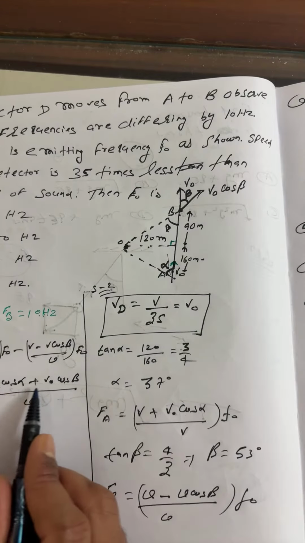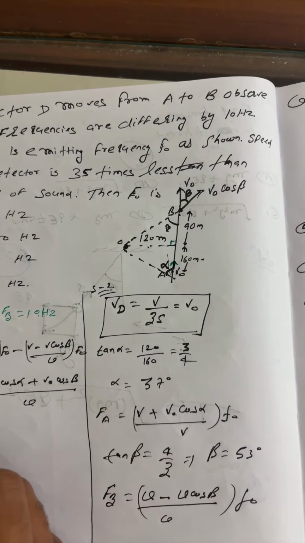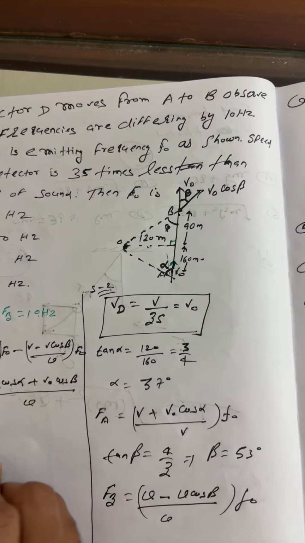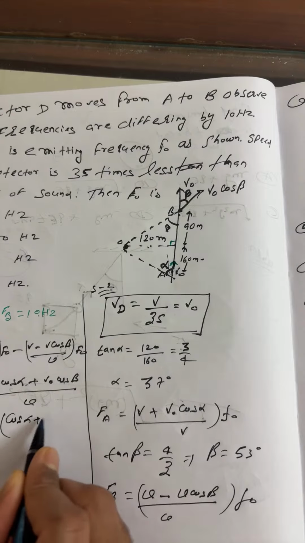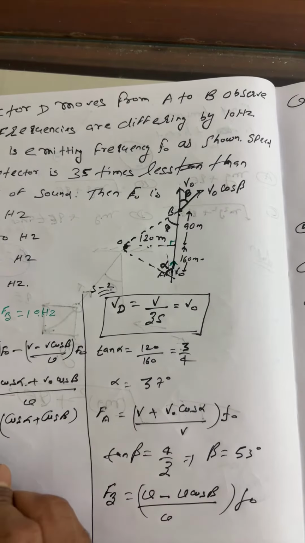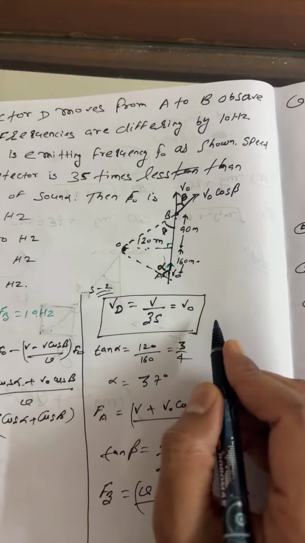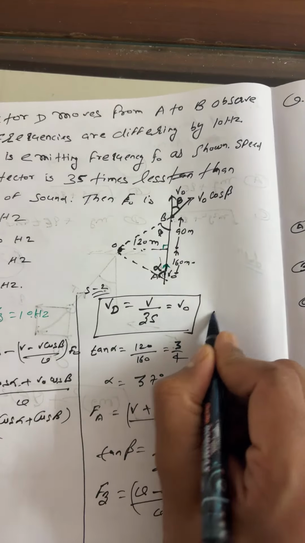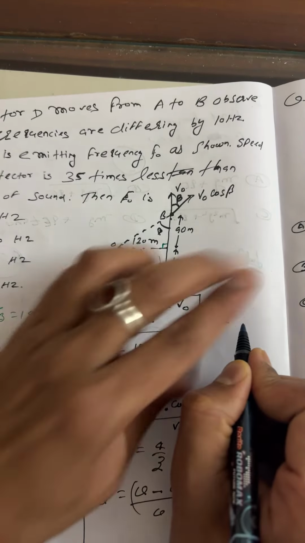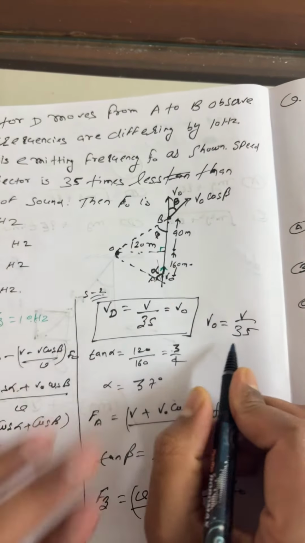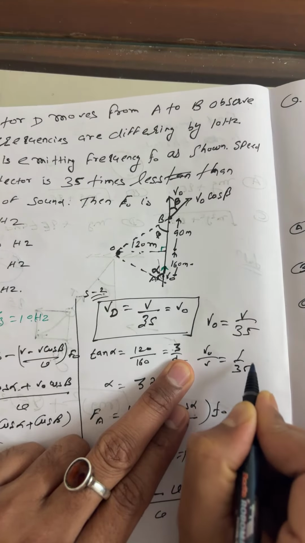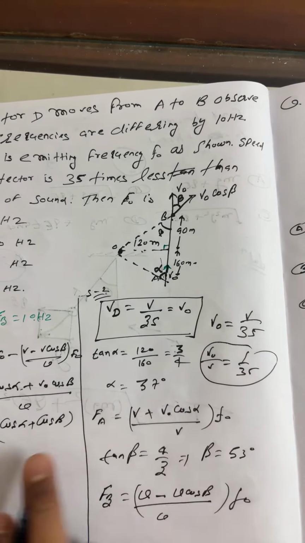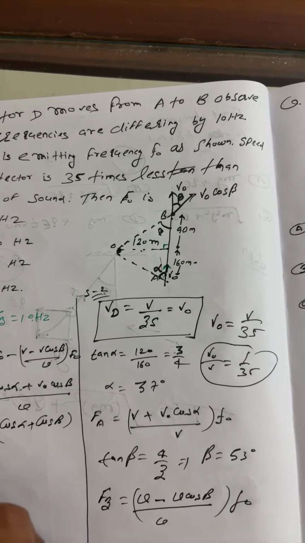Now you can take V naught common. Then the beat frequency is V naught by V times cos alpha plus cos beta. V naught by V we can find from here, because the relation is V naught equals V by 35. So V naught by V is 1 by 35. So the beat frequency is 1 by 35.